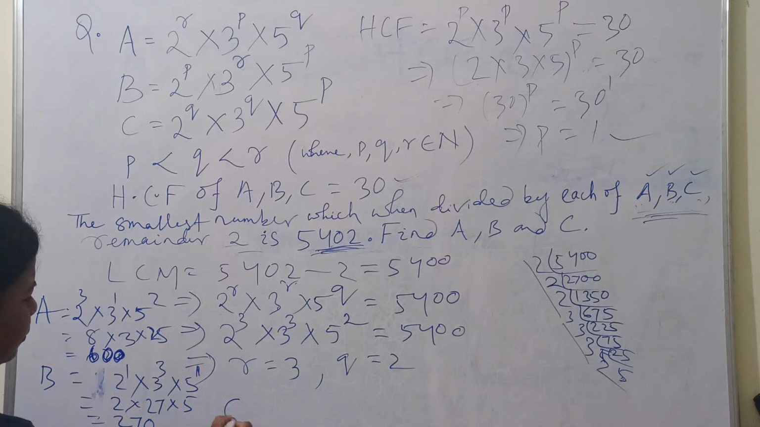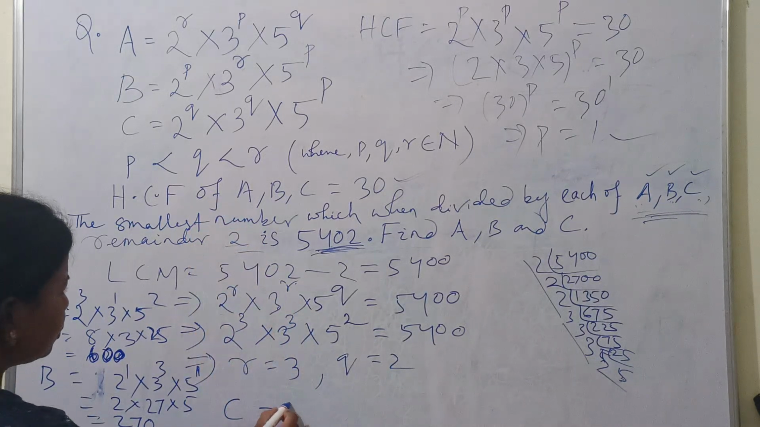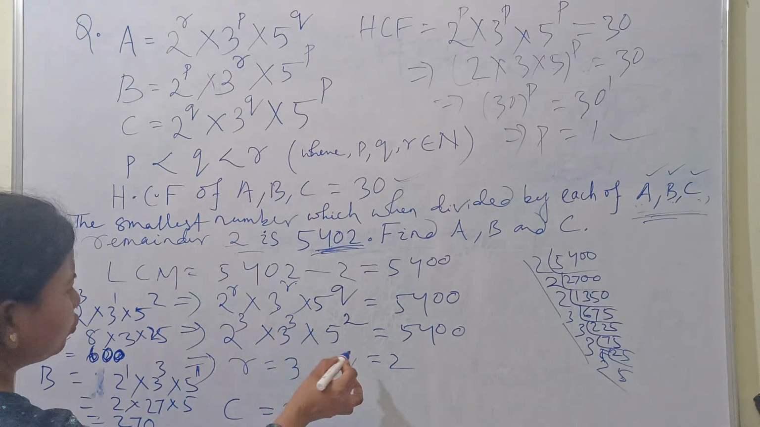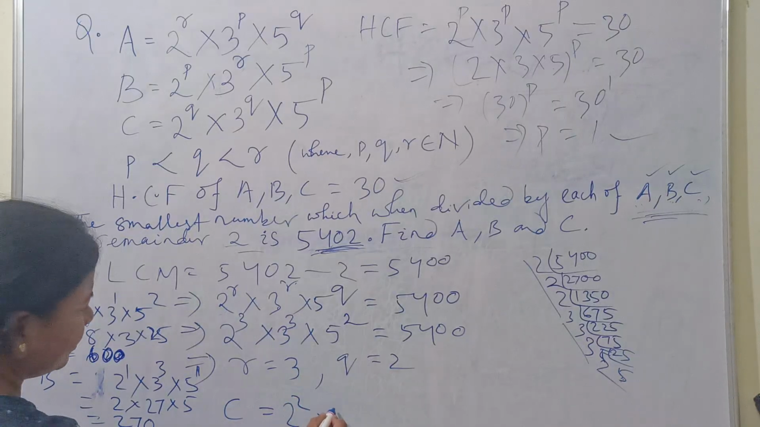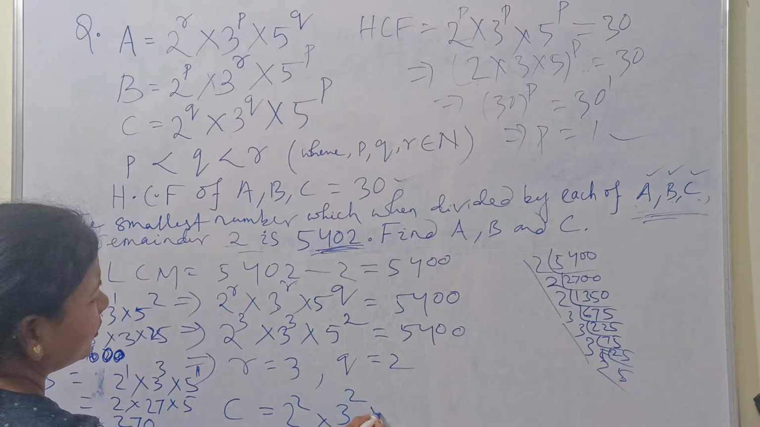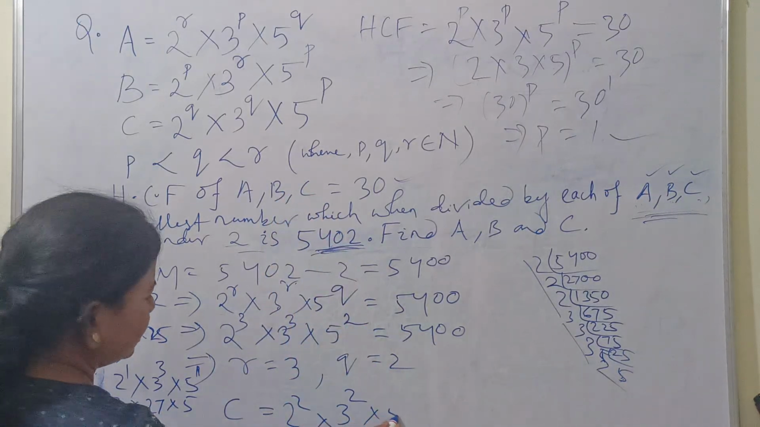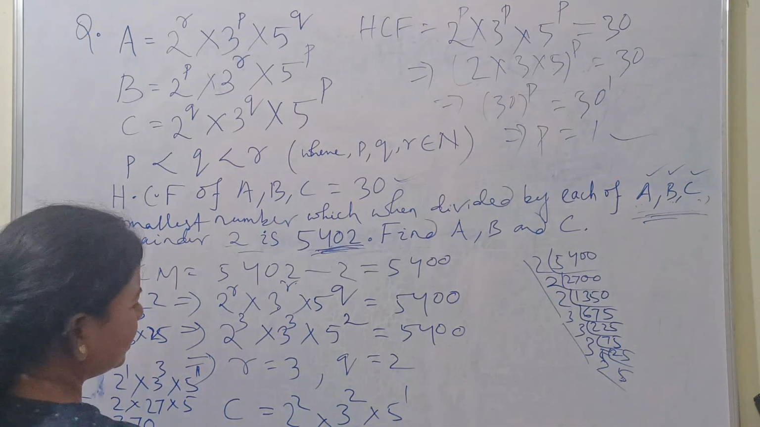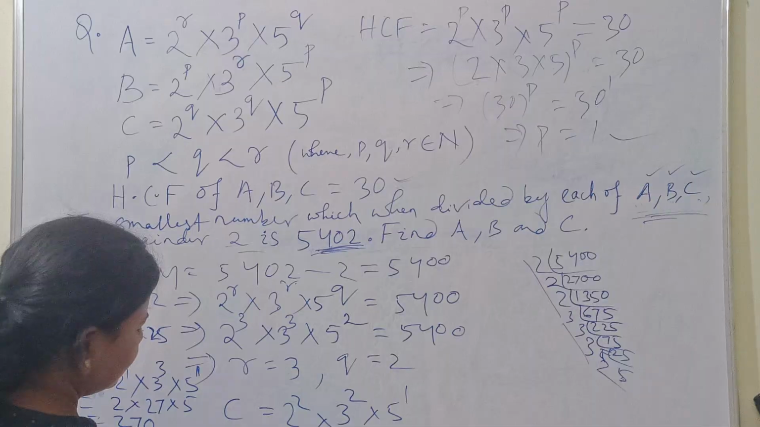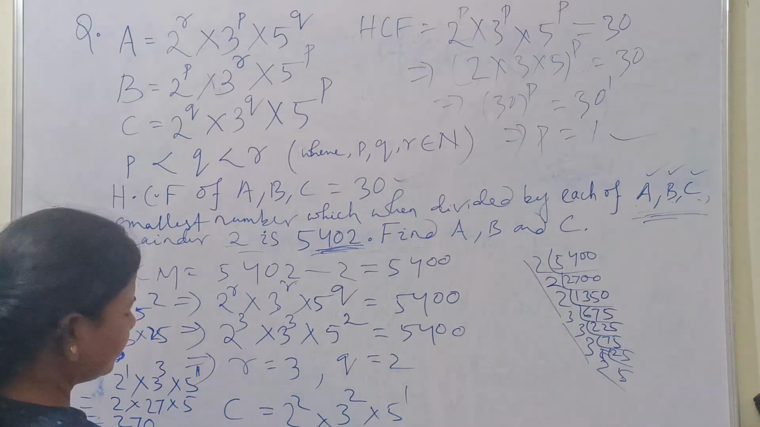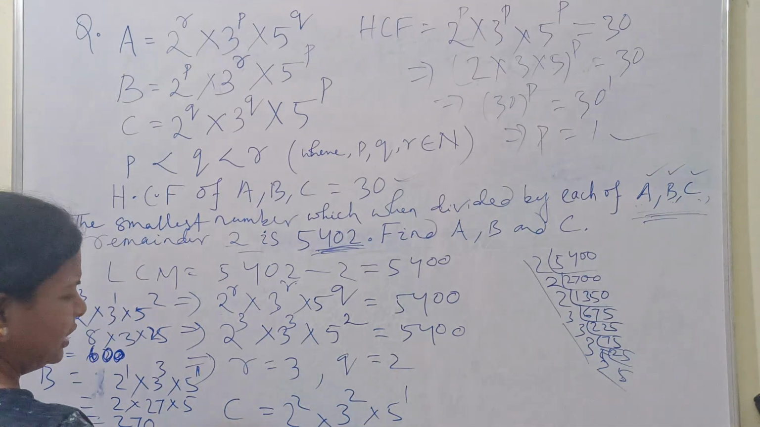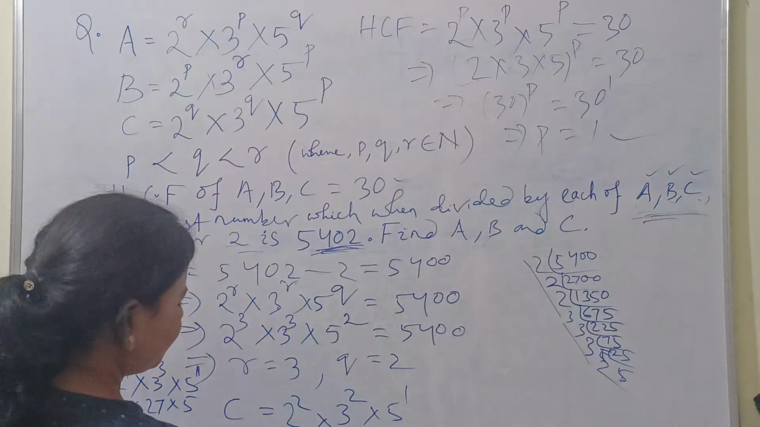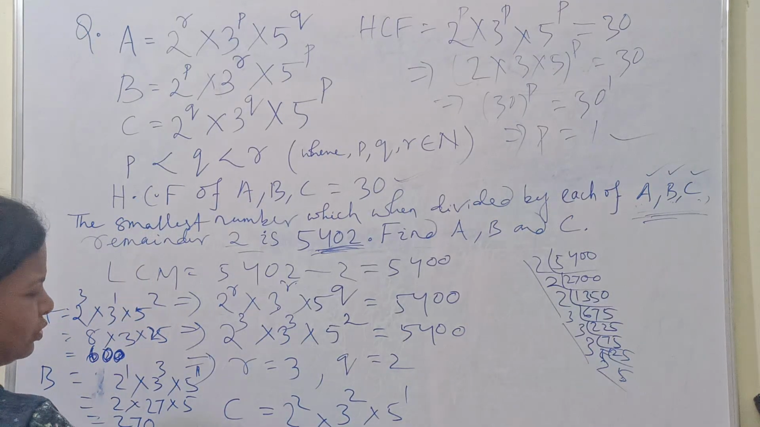The value of C equals 2 to the power Q. Q means 2. 3 to the power Q, that means 3 to the power 2. 5 to the power P, that is 5 to the power 1. It is equal to 4 into 9 into 5. 4 5s are 20. 20 into 9, that is 180.